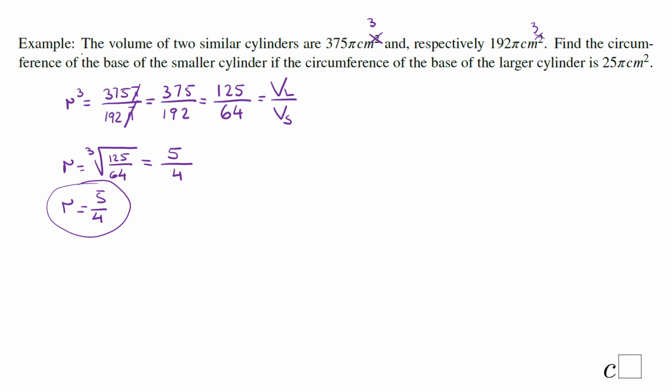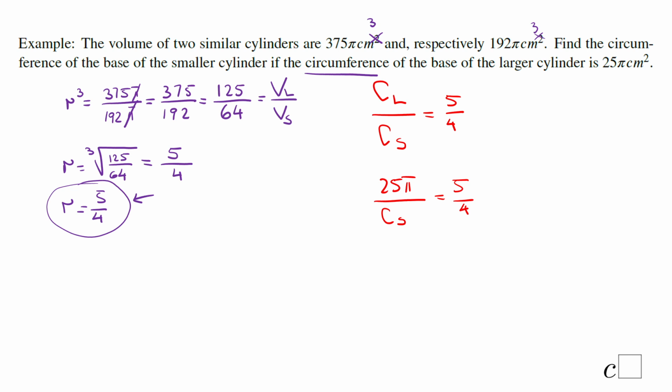Circumference, ladies and gentlemen, is nothing else than a length. So we're going to have to use this r. So the circumference of the base of the large cylinder over the circumference of the base, which is a circle, of the small will be 5/4. And we know the large one is 25 pi. So we have here 25 pi over the circumference of the small equals 5/4.